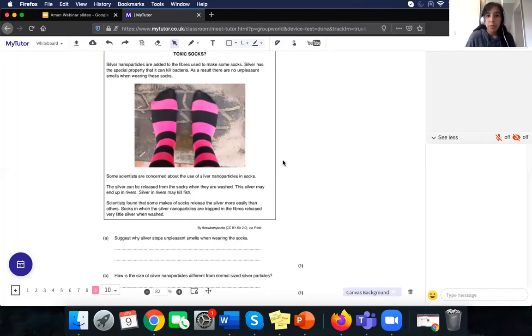Brilliant, so someone's given me an excellent answer. They've said if they are trapped, they do not leave the sock when washed and hence they do not end up in rivers and cause harm to the marine ecosystems. That is a brilliant answer. Brilliant. Someone else is saying if they aren't trapped, then they won't be released when they're washed.